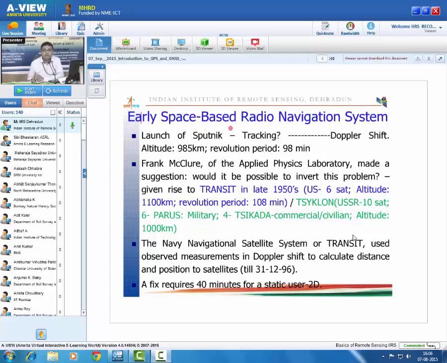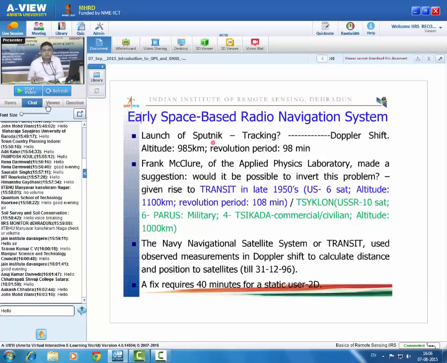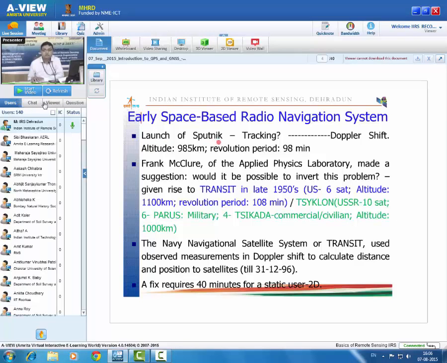Now let us see the early space-based radio navigation system. First thing, what happened during the time of the launch of Sputnik? Sputnik was the satellite launched in 1957 by Russia, and we tracked Sputnik based on the Doppler shift. The altitude of Sputnik was 985 km above Earth and the revolution period was 98 minutes.